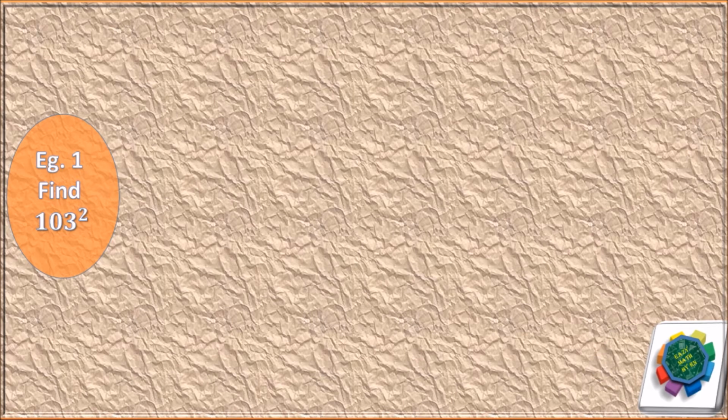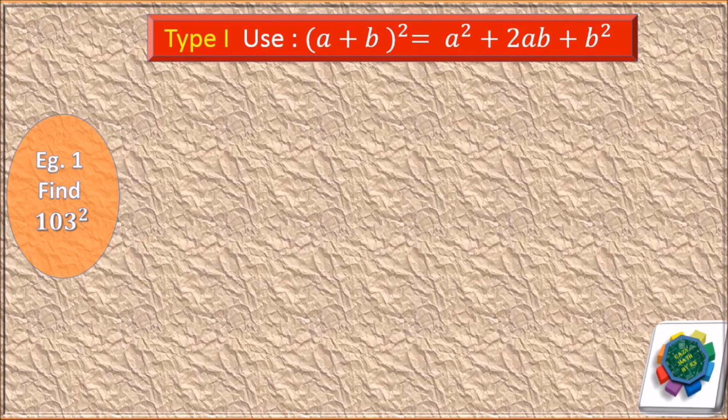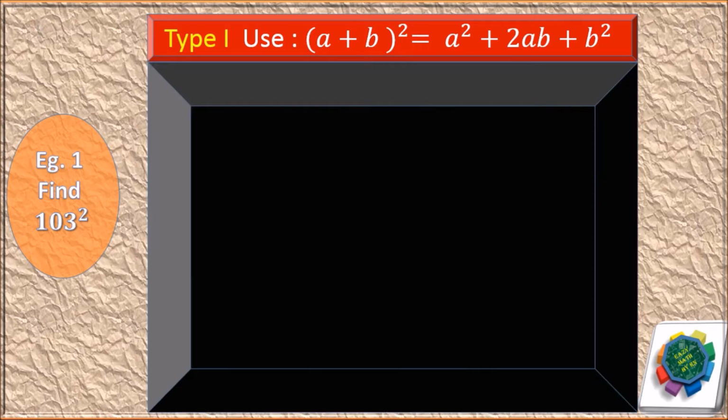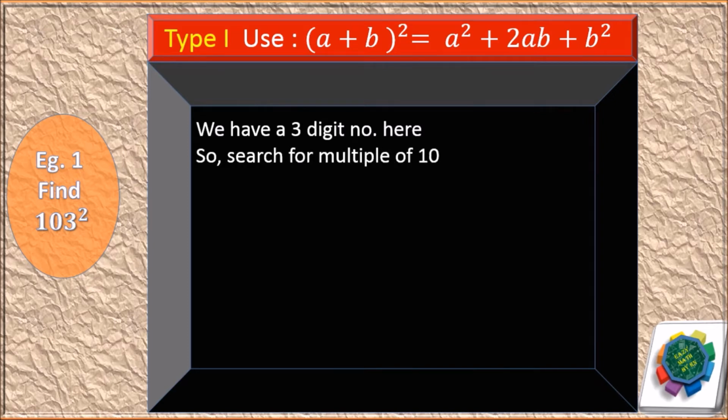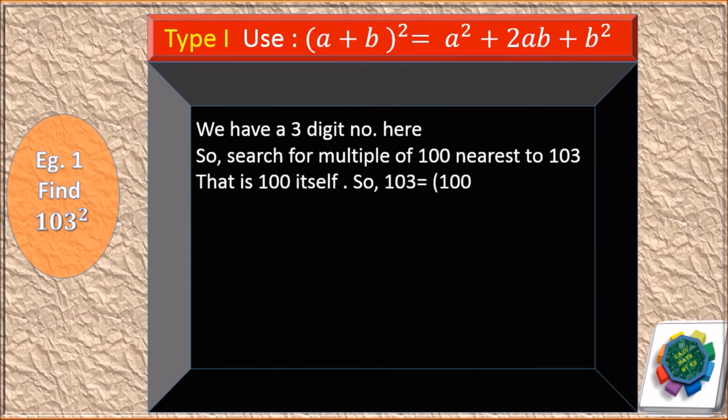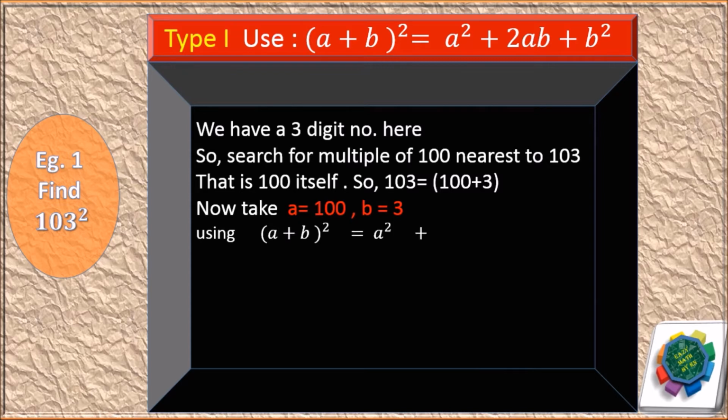So let's start. The first example is 103 square. If you look at it carefully, the nearest multiple of 100 to 103 is 100 itself. So here we represent 103 in the form of a plus b. It will be written as 100 plus 3. Then we use this identity a plus b the whole square, taking a as 100 and b as 3.